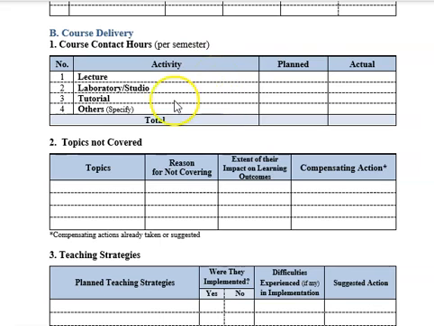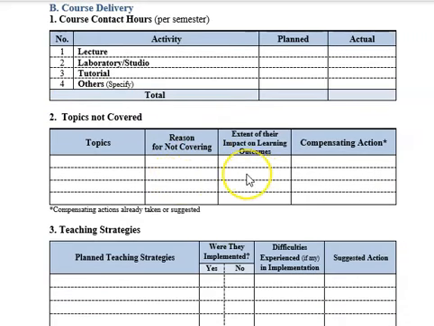The actual contact hours, the hours that you taught students. If the actual contact hours are less than the planned contact hours, you need to fill the topics not covered, write the reason for not covering, and if the uncovered topics affected the learning outcomes, you have to write the way to compensate this impact.